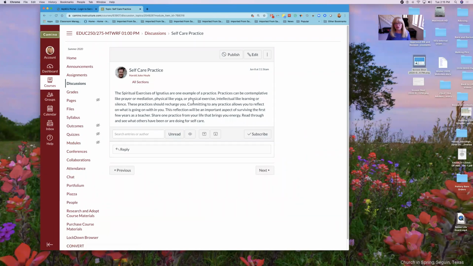The spiritual exercises of Ignatius are one example of a practice. Practices can be contemplative, like prayer or meditation, or they can be physical, like yoga or physical exercise, or intellectual, like learning, or silence. So these practices kind of recharge you. Committing to any practice allows you to reflect on what's going on within you. This reflection will be an important aspect of surviving the first few years as a teacher.